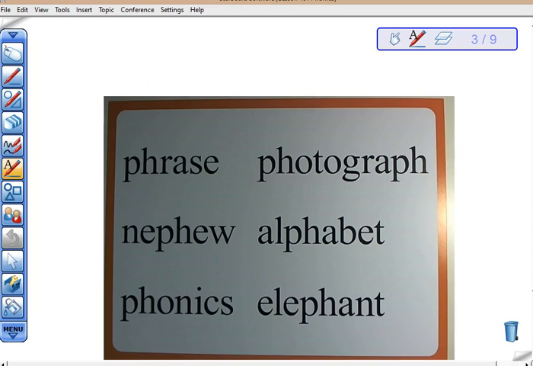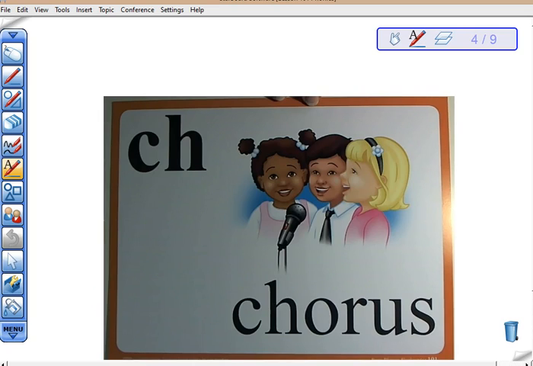Photograph. Look at that one. Begins with a PH and ends with a PH. That's a picture. The other day we had niece. Today we have nephew. A nephew. The alphabet. What we're doing right now, phonics. And elephant. I think you know what the alphabet is. Alphabet.